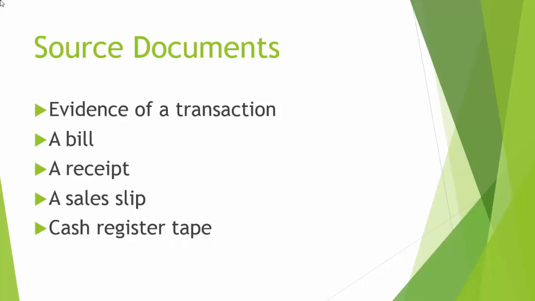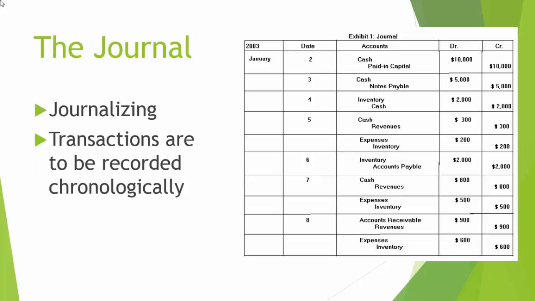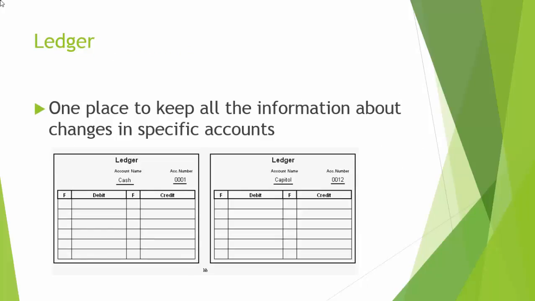Source documents are evidence of the occurrence of a transaction, such as a sales slip or cash register tape. The journal is the beginning of putting accounting into practice. It is the accounting record in which transactions are initially recorded in chronological order. The ledger, a group that contains all asset, liability, stockholders' equity, revenue, and expense accounts. The trial balance is a list of accounts and their balances at a given time.